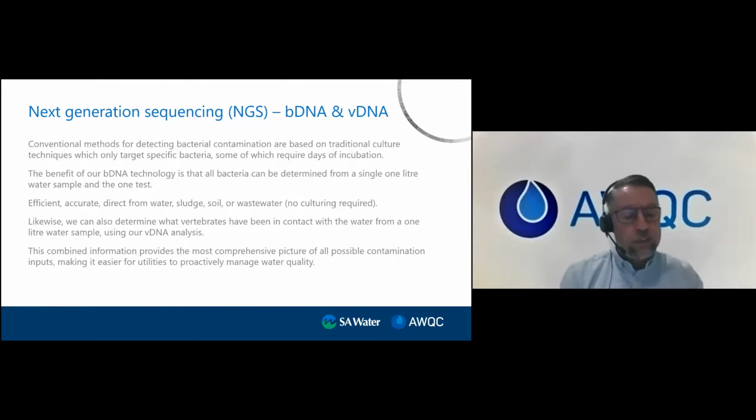Although culture-dependent methods are extensively used, of course, for pathogen detection in water, these methods are limited by the lack of specificity. They do not provide a definitive diagnosis required for complex microorganism assemblages, and there's usually excessive time needed to obtain reliable results. And with the traditional culture methods we also need to know exactly what organisms we want to be testing for or looking for. So in a nutshell, our next generation sequencing service is efficient, it's accurate, it's run directly from water, sludge, soil, or wastewater with no culturing required, and all, of course, from a 1 liter sample of water.